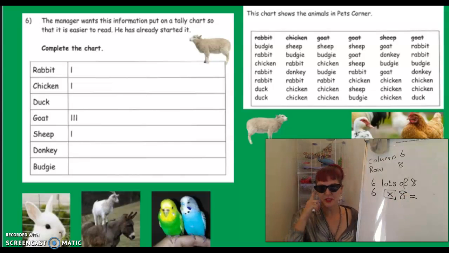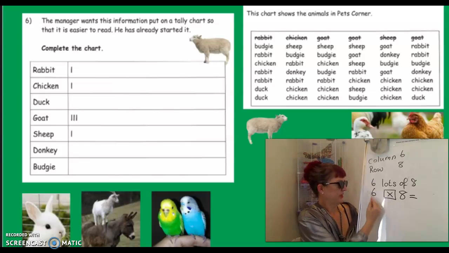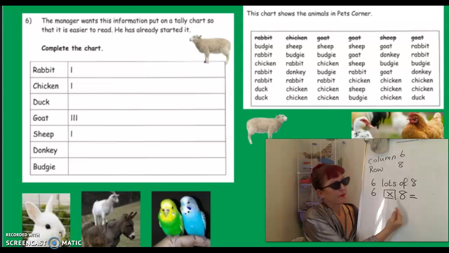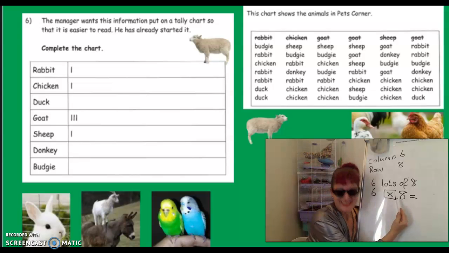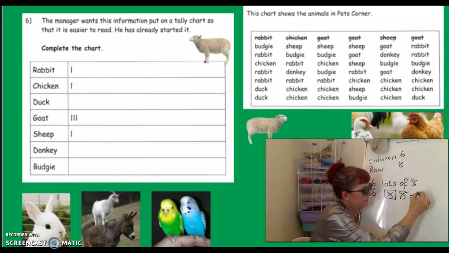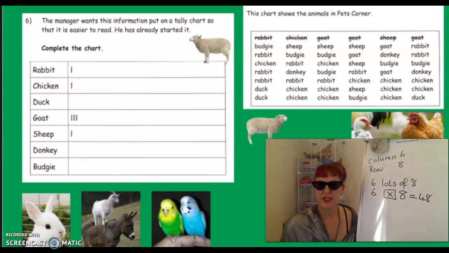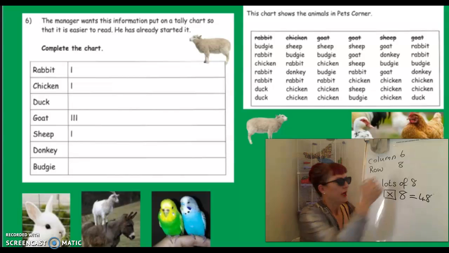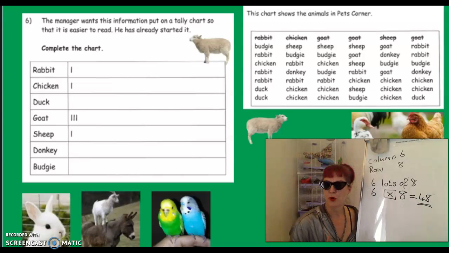Some of you that know your tables will get that really quick. There's many ways of working things out. To me, this number is very close to 5. I know that 10 eighths would be 80, so 5 eighths would be 40. But I have one more. 40 plus 8, 48. It's actually quicker to just learn your tables. So when I count my rabbits, my chickens, my ducks, my goats, it should add up to 48. So it's a good way of checking that you've done it right.